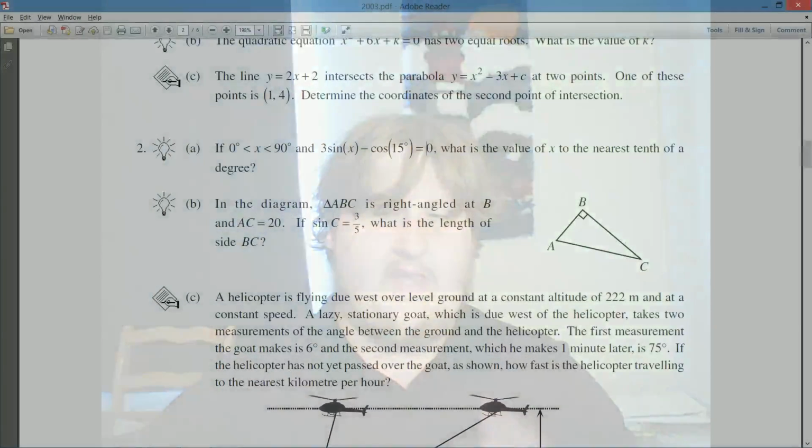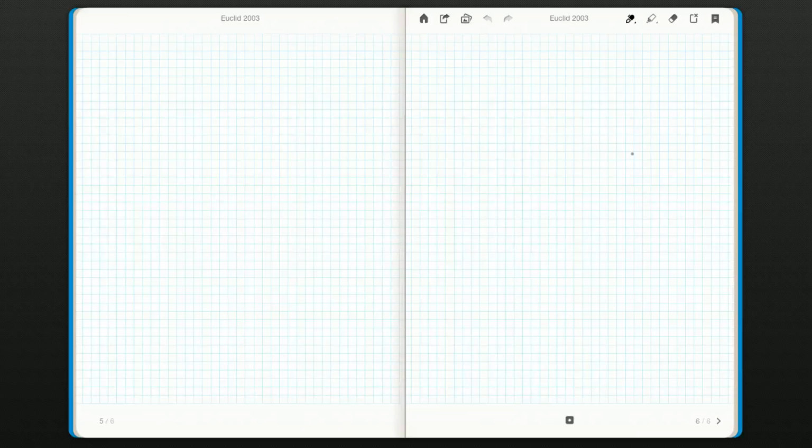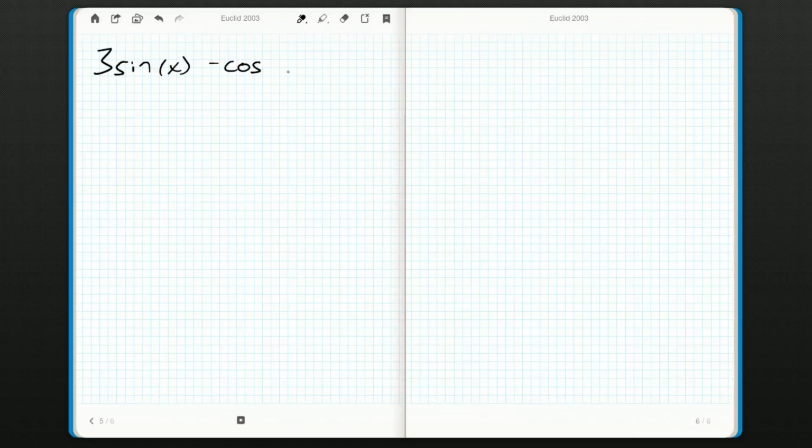Let me give it a try for a moment, however, just seeing if I can do some exact form stuff and see if I can think of anything. So 3 sine x minus cos 15 degrees equals 0. I'm not going to spend too much time on this one, so if I can't see anything to do right away, then yeah, we'll just use our calculator. But I do try and think of ways to do things without using calculators, just because not everyone remembers to bring their calculator all the time.